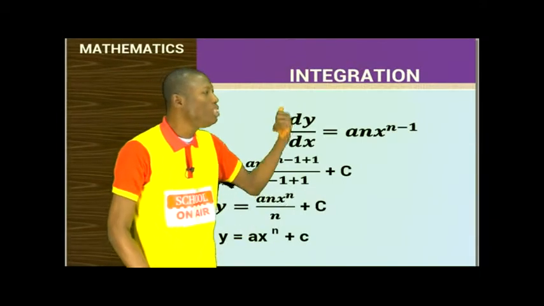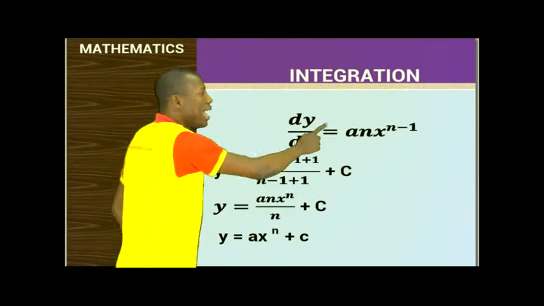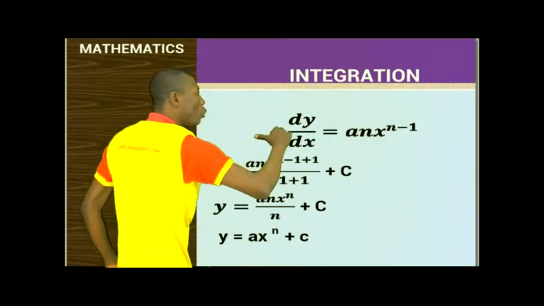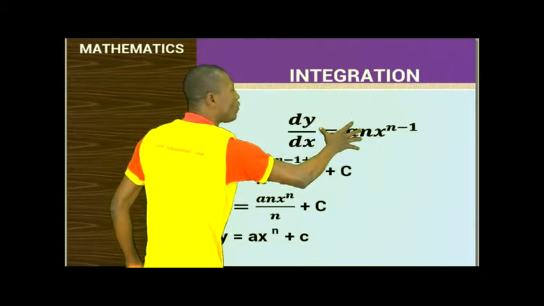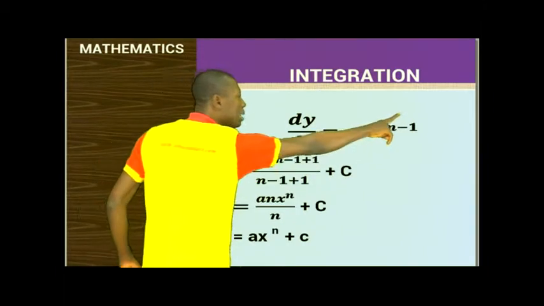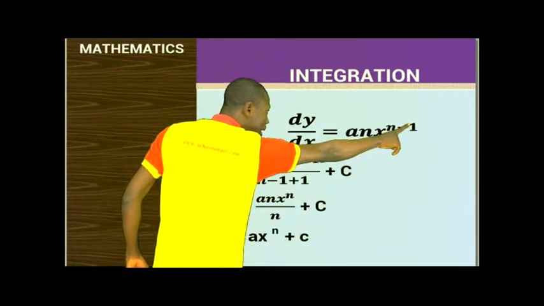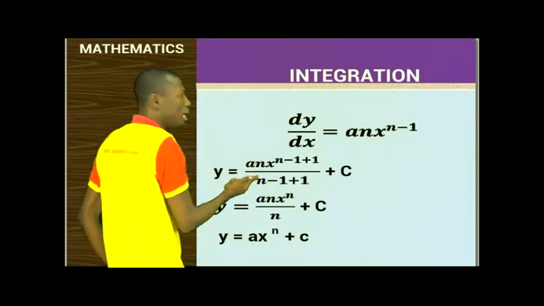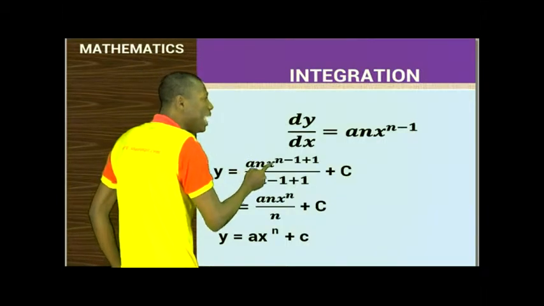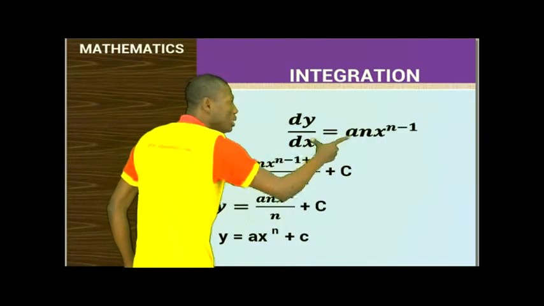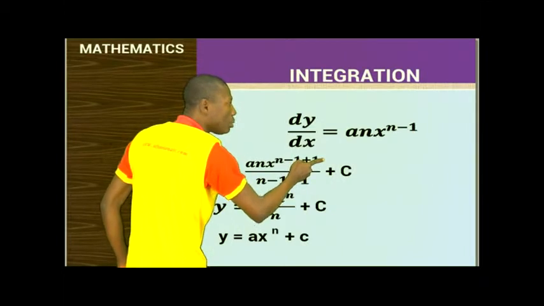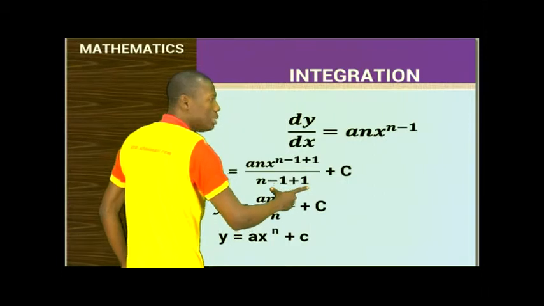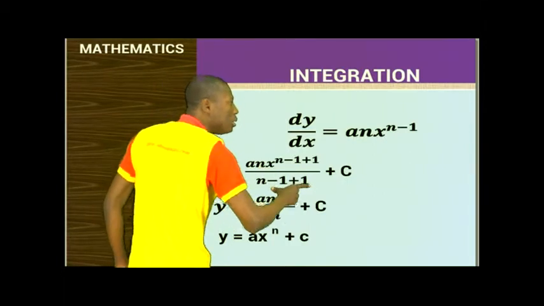In integration, I have dy/dx, which is anx raised to power n minus 1. You know, this is the result I have when I differentiate. Now I want to integrate this function. For me to integrate, I will first of all add 1 to the power. Then I will divide everything by the new power I have. Now look at this. I have y is equal to anx raised to power n minus 1 plus 1, and I use this new power to divide the function, then plus c.